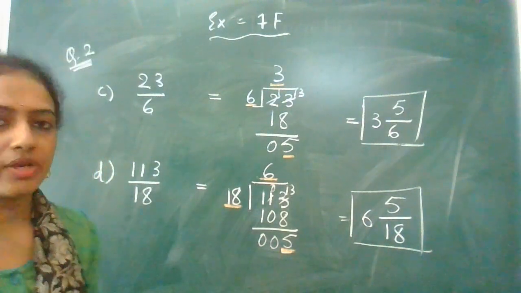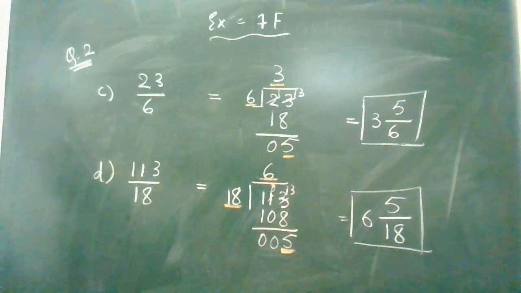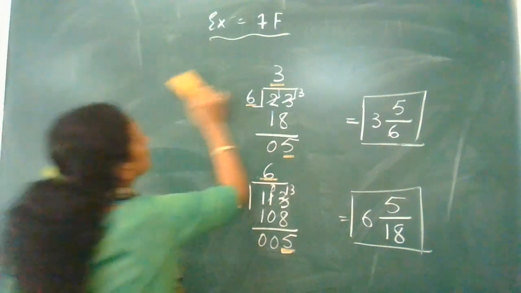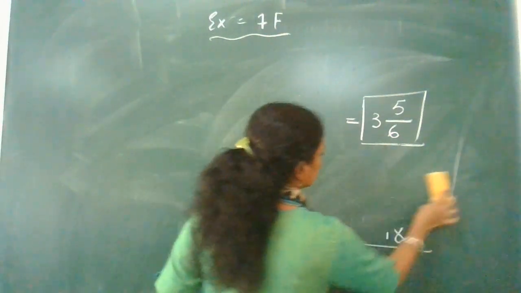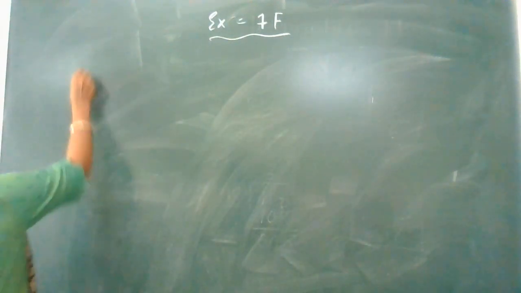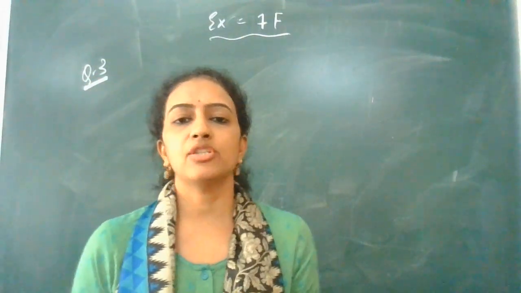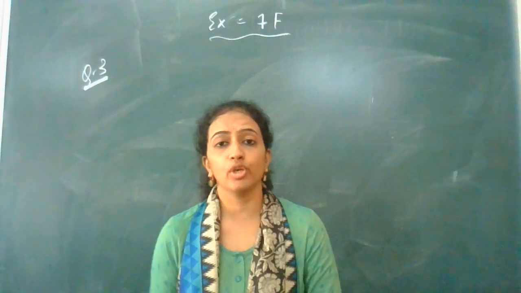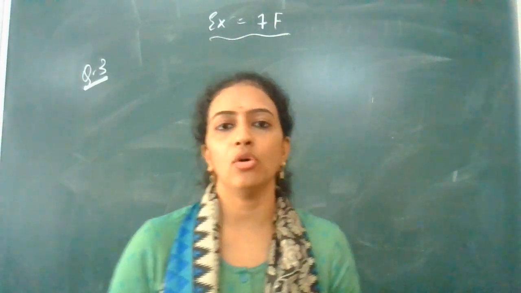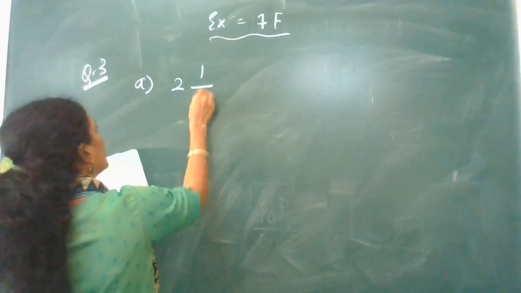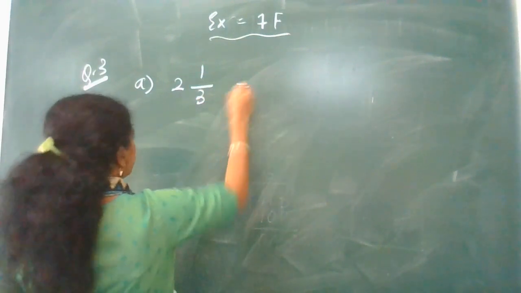Now let's do question 3, where you have to convert a mixed numeral to an improper fraction. I'll be showing you 1 or 2 sums, and the rest you have to do on your own. Okay, so I'll be showing you A, that is 2 whole 1 upon 3. I'll be showing you B also.